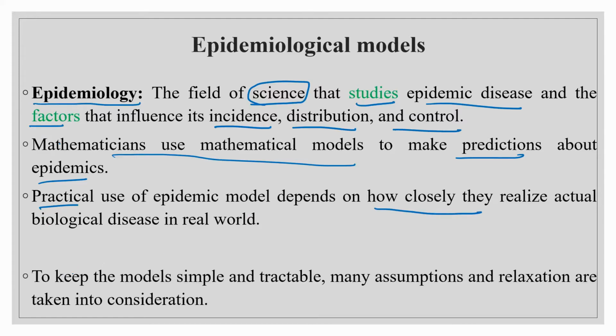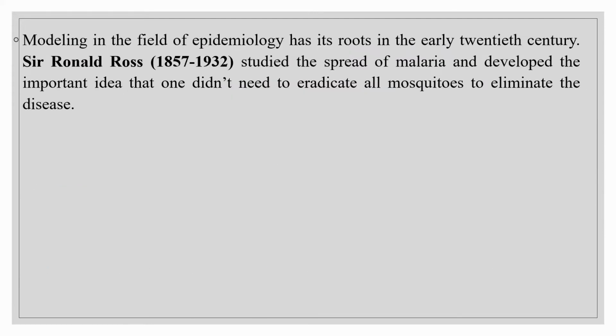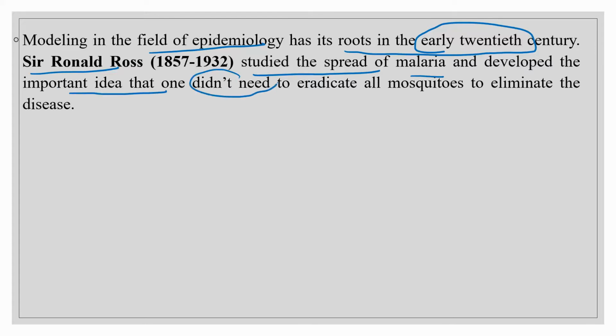And to keep the model simple, we need to take some assumptions and relaxations into consideration. If we talk a little bit about the history of epidemiology, it has its roots in the early 20th century. Sir Ronald Ross, during 1857 to 1932, studied the spread of malaria, and he developed an important idea that we didn't have to eradicate all the mosquitoes to eliminate the disease.